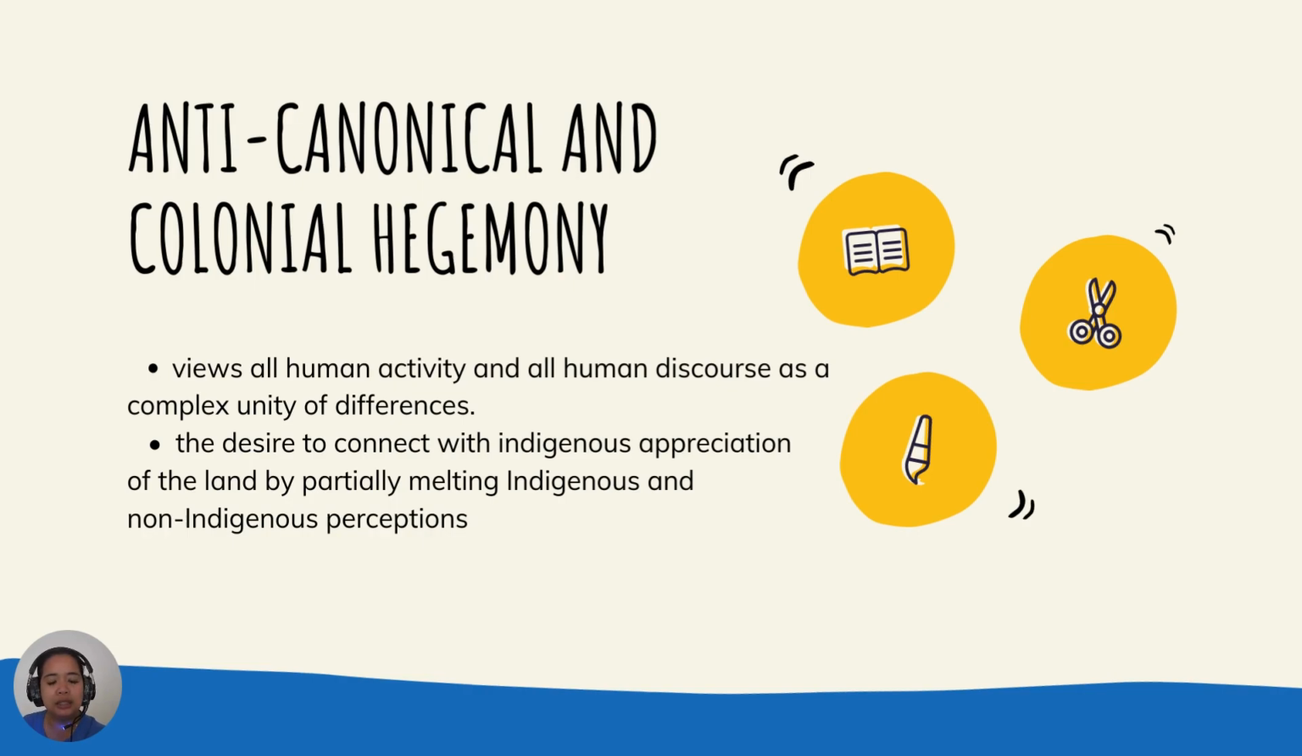So let's have the next one, the literary theme which is about the anti-canonical and colonial hegemony. Here, they try to present in their literary works the human activity and human discourses that present a complexity of unity of differences. So the desire to connect with indigenous appreciation and the land by partially melting indigenous and non-indigenous perception.